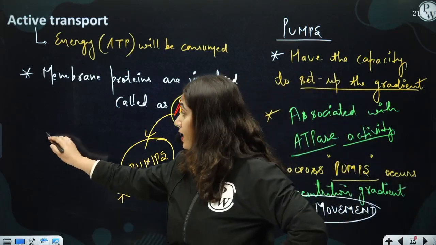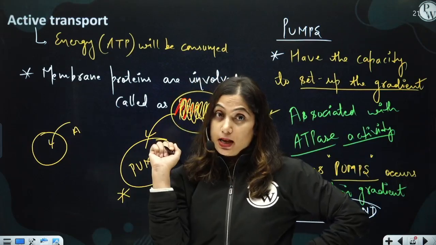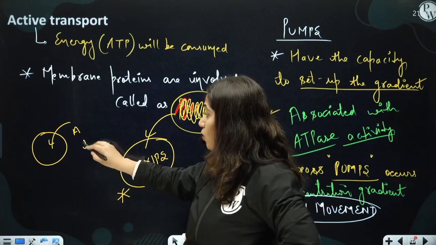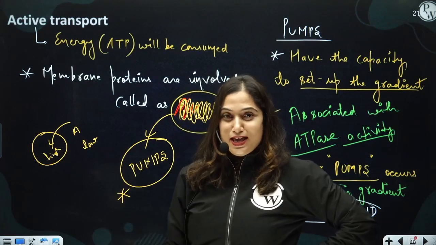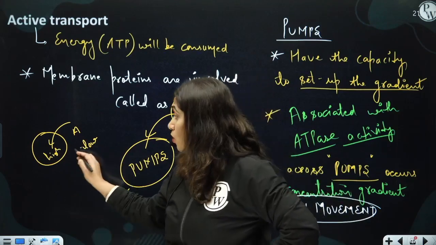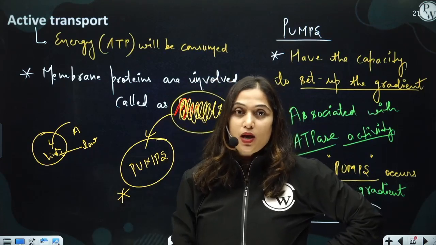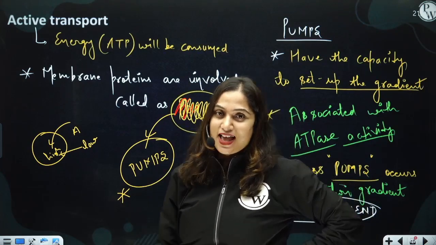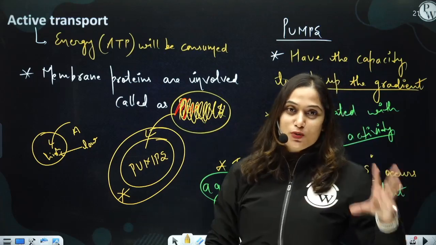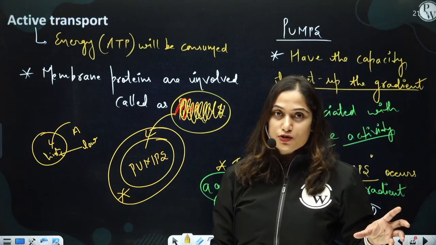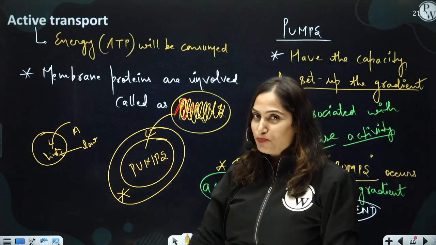If this is the cell and the molecule A has to be transported into the cell, but the concentration of A is low outside the cell and high inside the cell, that means A has to be transported from low concentration to high concentration. Then how will it happen? It will happen with the help of certain membrane proteins, and they are called pumps. So the material is transported with the help of special membrane proteins called pumps.